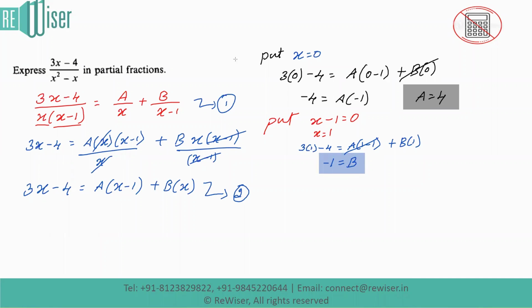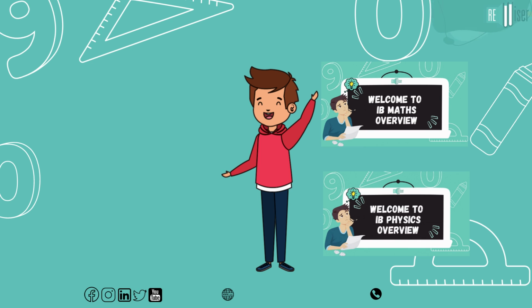Once we get the values of A and B, this rational function, (3x minus 4) over (x squared minus x), can be written as A over x, and the value of A we got is 4, so it's 4 over x, plus B over (x minus 1), and the value of B we got is minus 1, so minus 1 over (x minus 1). This is the final answer for this sum.